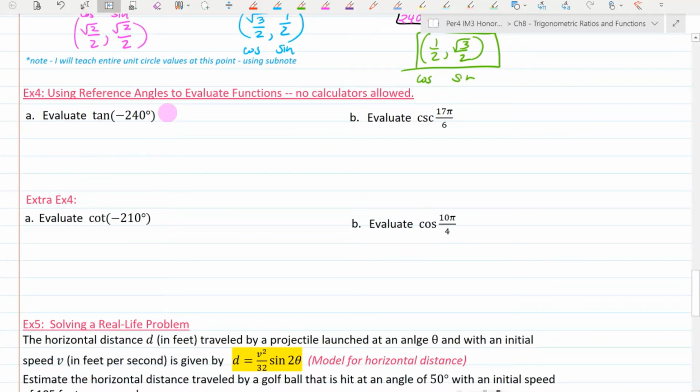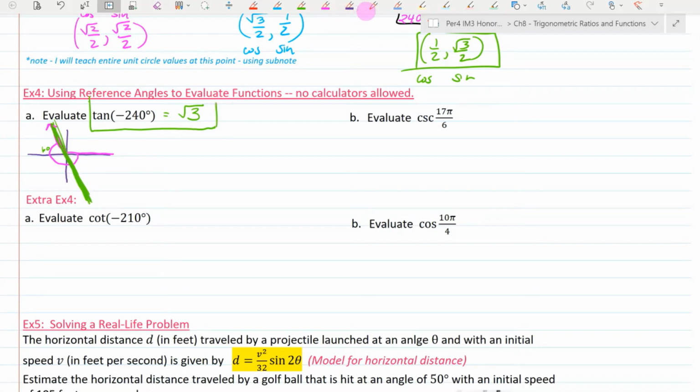All right, so we're going to evaluate these. It says no calculators allowed, so here's what I suggest you do. So we go tangent of negative 240. So that's going to be here. For tangent, the way I look at this is that it's slope. Okay, so that's a 60-degree reference angle, but that's a steep slope. And the steepest slope for tangent is radical 3. There's no fraction. And it's going to be negative radical 3 because it's sloping downward.